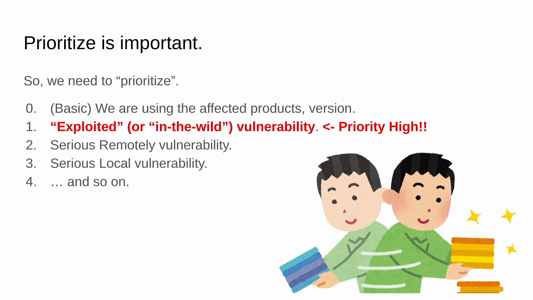So this is the basic, and also whether it is exploited. If it's exploited in the wild, we need to fix it immediately, right? Otherwise someone, maybe Russia or China or North Korea, anyone will use that vulnerability, maybe in a week, in a month. So we need to check that. And also whether it is a serious remote or serious local one, but we need to prioritize.